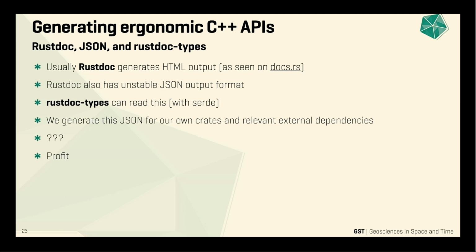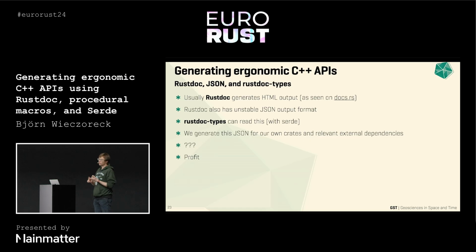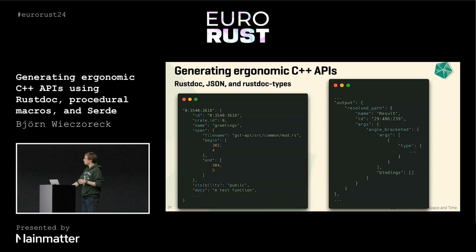We generate this JSON for our own crates. And then if we use types from external dependencies, you need to declare them as well, and we generate the documentation for this. Then we do some magic and then we're done. Okay, let's look at the magic part.